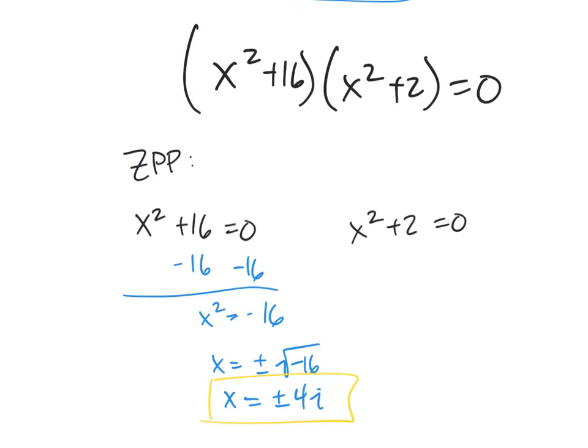And then let's do the same thing over here. Minus 2, x squared equals negative 2. X equals plus or minus i times the square root of 2. There's the other 2 answers.